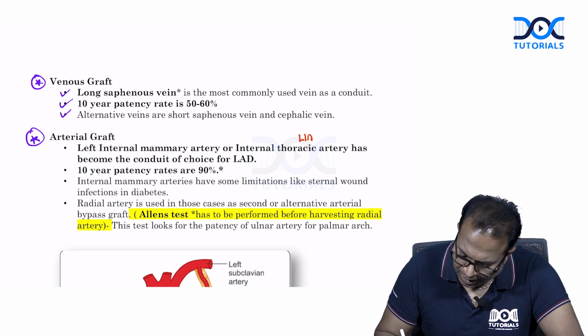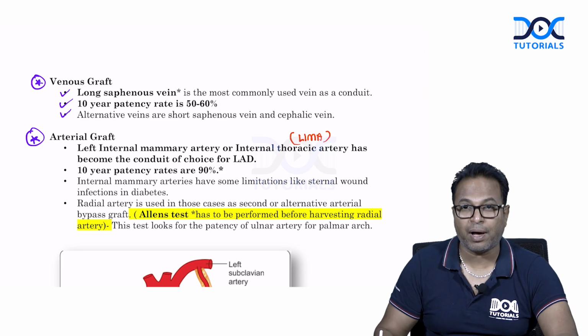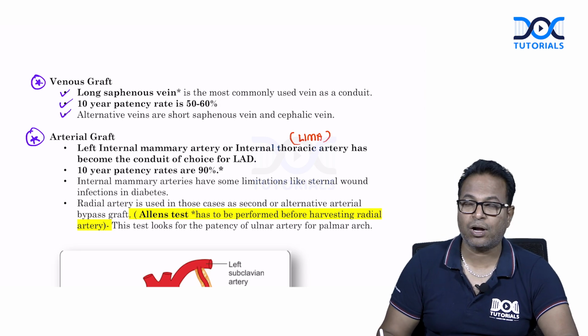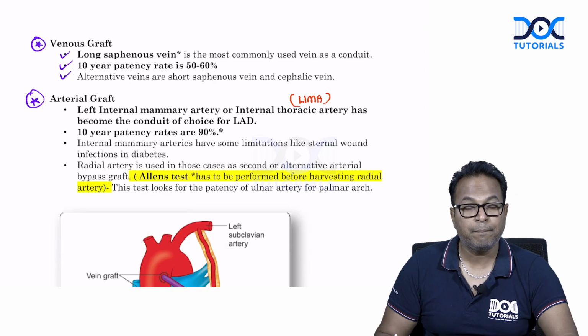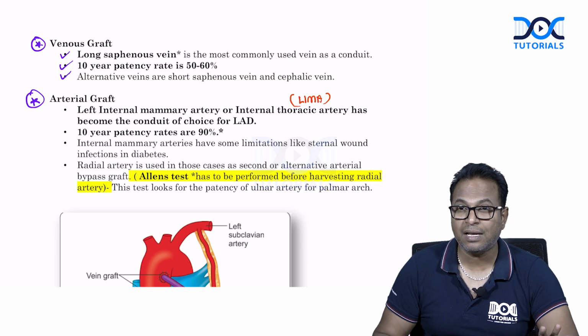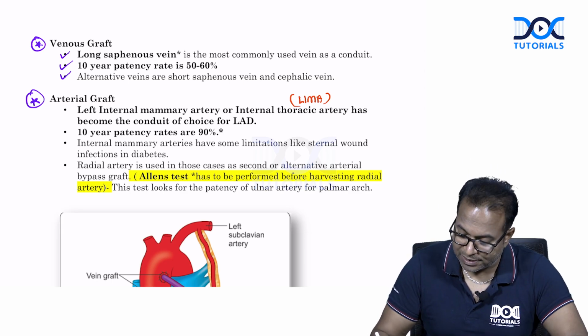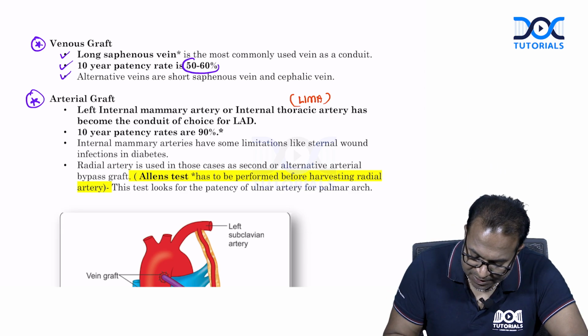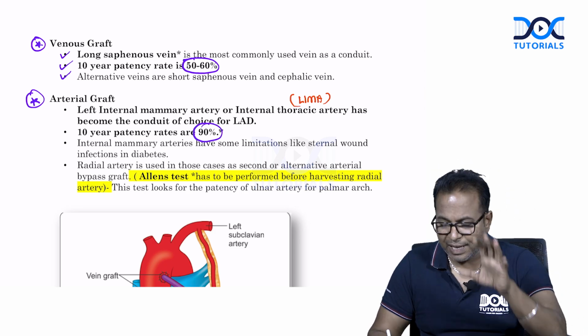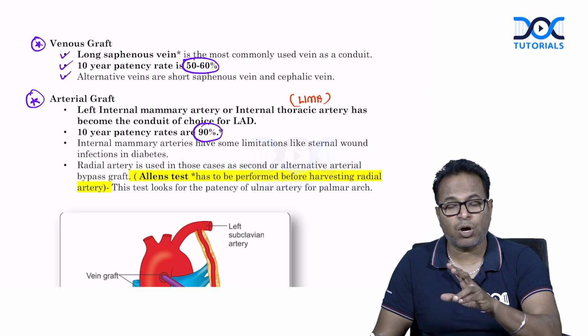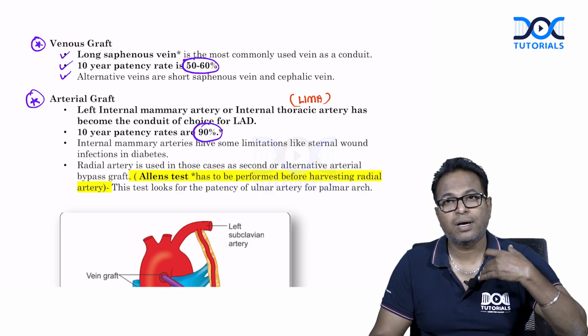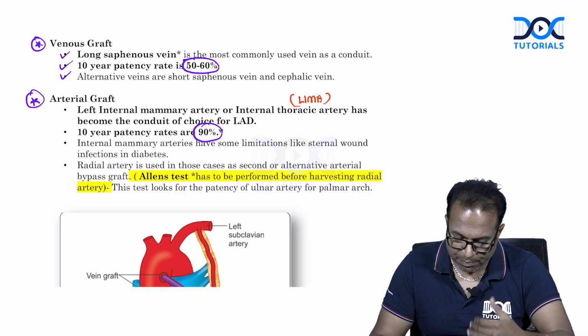That is the most commonly used graft, the left internal mammary artery, called LIMA. It is also called the internal thoracic artery, and it is the conduit of choice because the 10-year patency rate is 90%. See, for veins it is only 50% 10-year patency, but for arteries it is 90%. Therefore, always we should use LIMA, left internal mammary artery, for left main arteries. You have to use LIMA only.